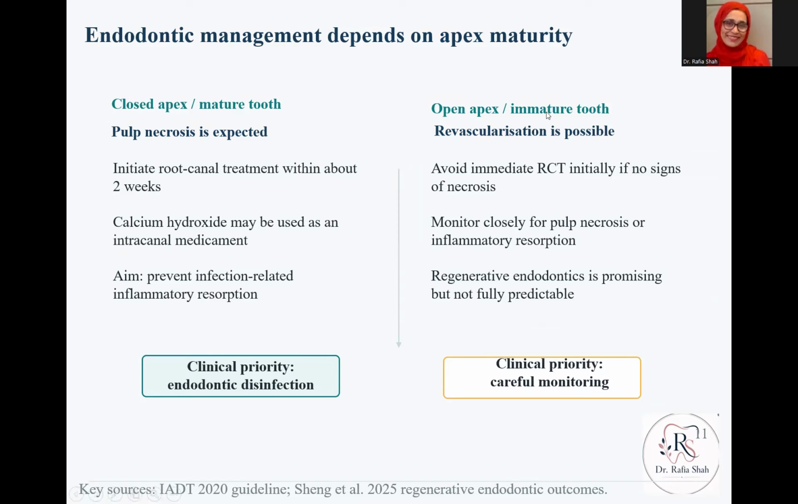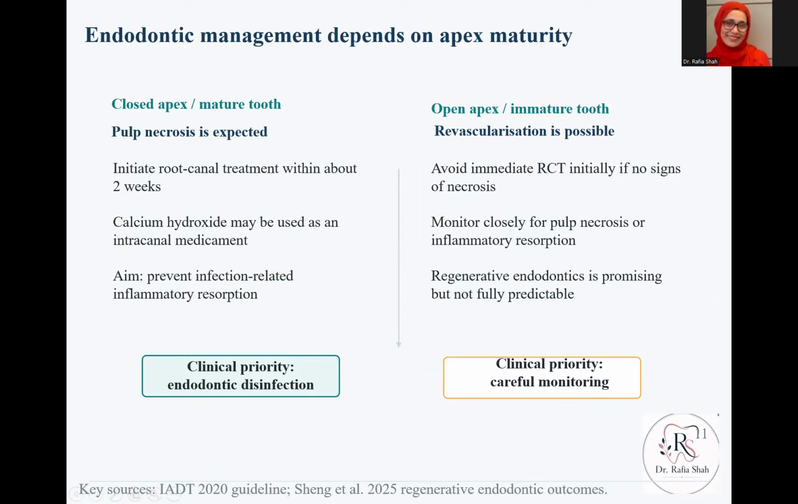But if the tooth is immature with open apices, then revascularization is possible, because we know that the tooth is still immature and it is going to grow further if nicely positioned. So we try to avoid immediate RCT in such cases if there is no sign of necrosis, and we closely monitor the pulp. When we call the patient for follow-up visits, we have to evaluate for inflammatory resorption as well. And we perform regenerative endodontics, but the results are not predictable.